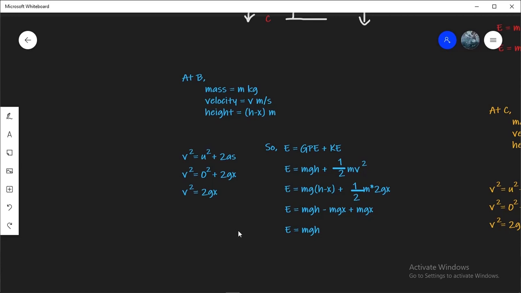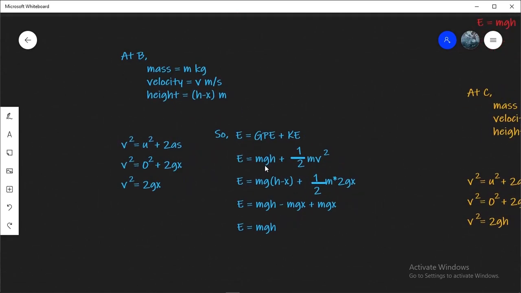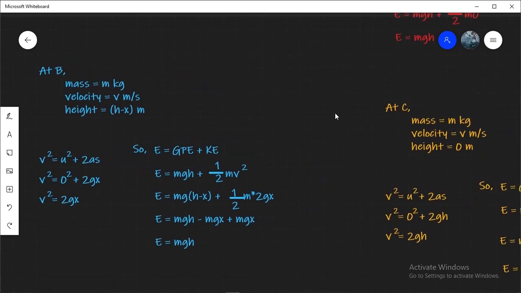Since the initial velocity of the ball was 0 and x is the height through which the ball has fallen. Now going back to our equation for the total mechanical energy, E equals mgh plus half mv squared, which will now become E equals mg times h minus x plus half m times 2gx, which would give us E equal to mgh minus mgx plus mgx, and we end up with E equals mgh. The value of E has remained mgh, as we started with.